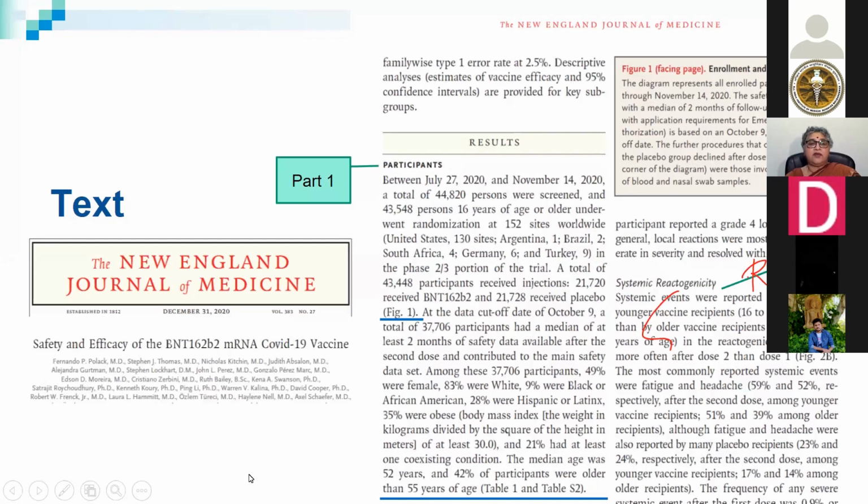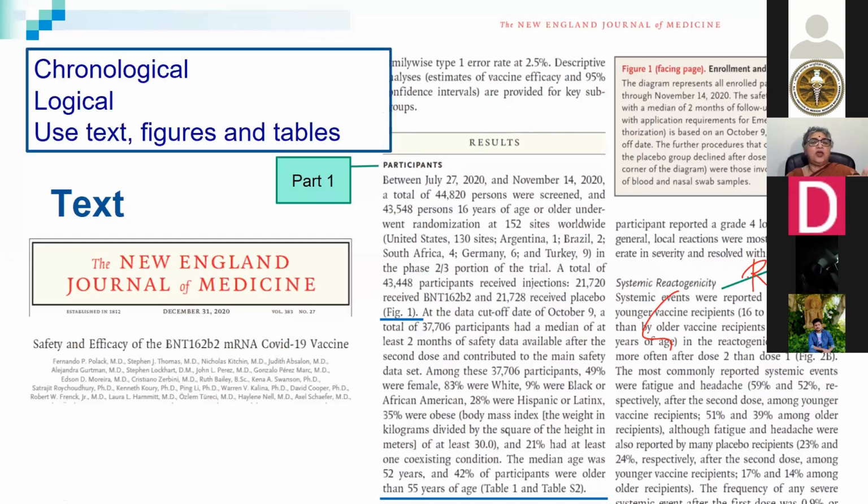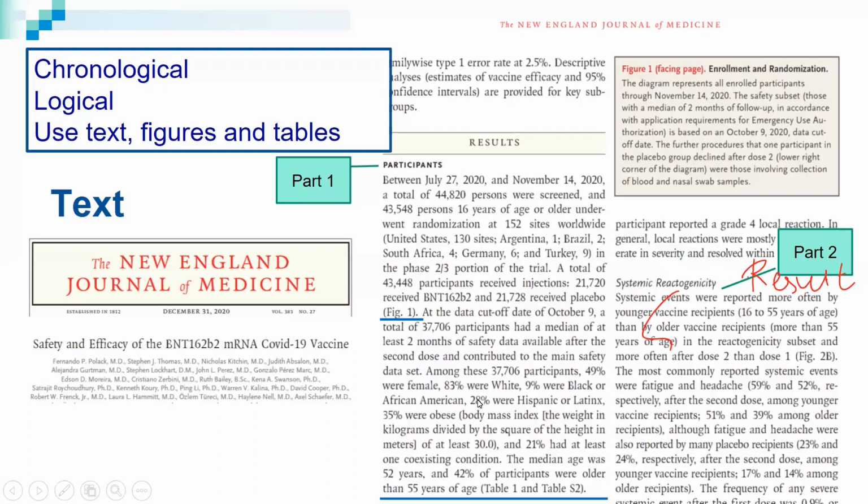Okay. Anyway, text, tables, and figures, all three things will come in a paper also. If you look at the text, it is chronological. See, he has started in July 2020, and between July and November, we screened so many people. So many people were randomized at 152 sites. So there is a chronological order, and it is logical because he is first describing his data: how many African American, how many Hispanic, what were their body mass index, and so on.